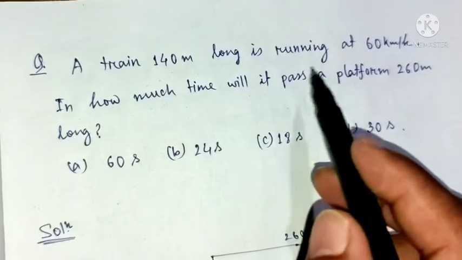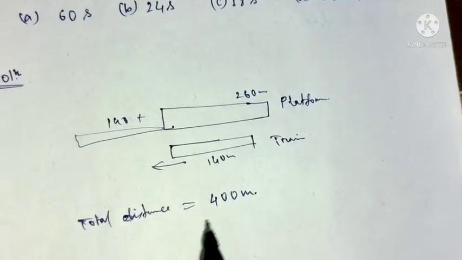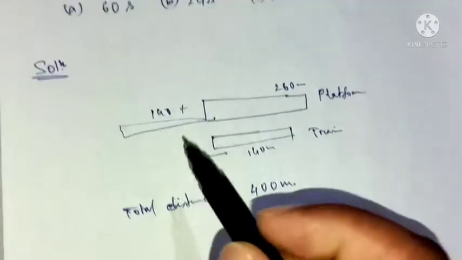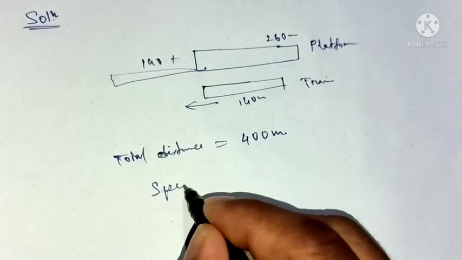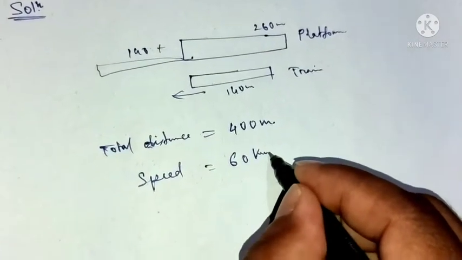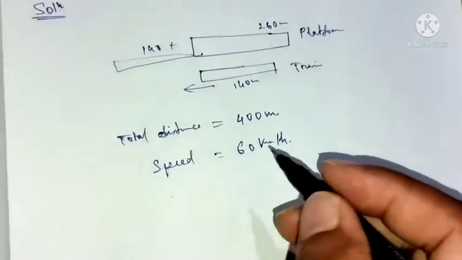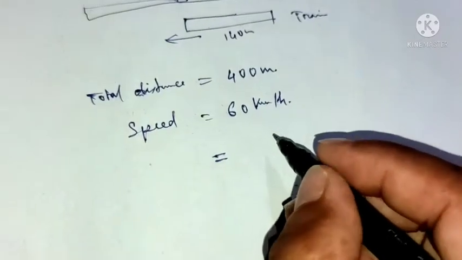स्पीड कितना है? स्पीड दिया हुआ है 60 किलोमीटर पर आवर and this is in meter, that is why, and the time is also in second, that is option. So speed should be found out. Speed is your 60 किलोमीटर पर आवर. It should be converted into meter per second. मीटर पर सेकेंड में ले जाना पड़ेगा.